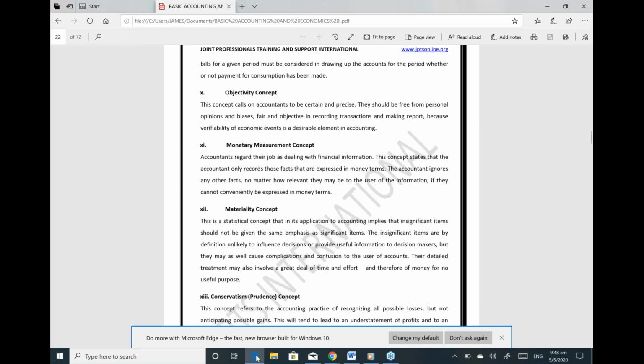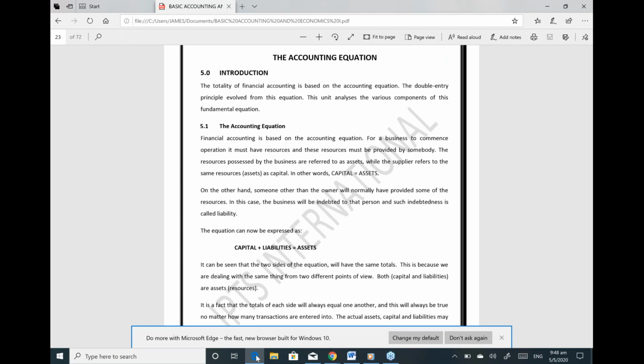Accounting equation. The totality of financial accounting is based on the accounting equation; the double entry principle evolved from this equation. This unit analyzes the various components of this fundamental. So we look at the accounting equation. For a business to commence operation, it must have resources, and these resources must be provided by somebody. The resources possessed by the business are referred to as assets.